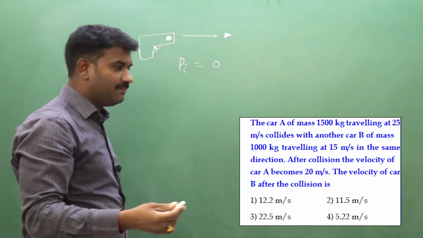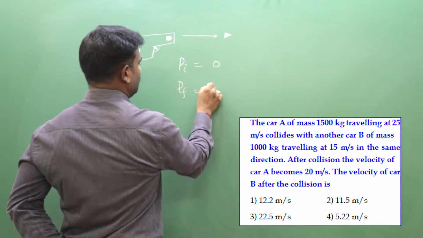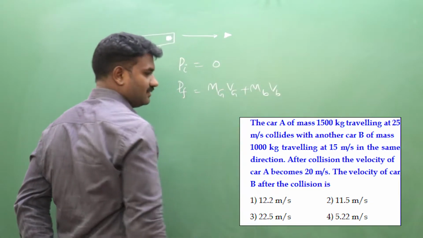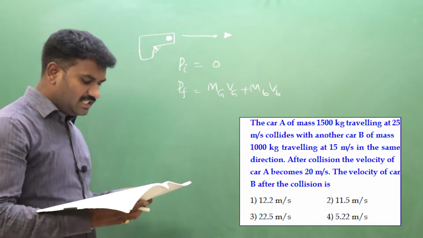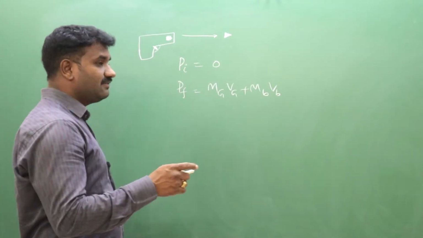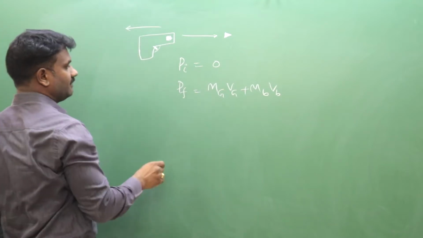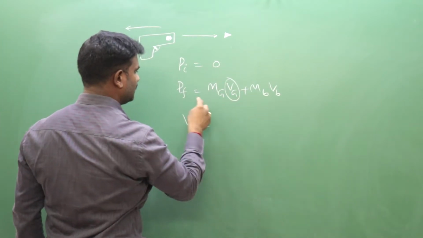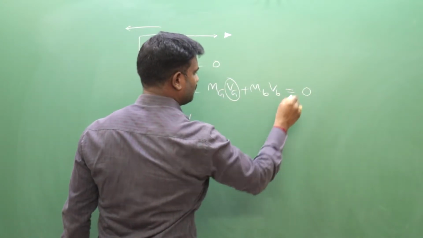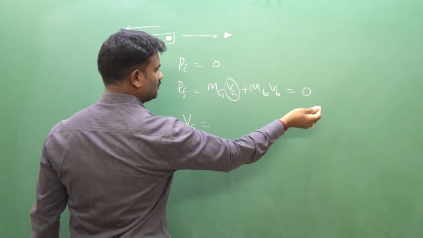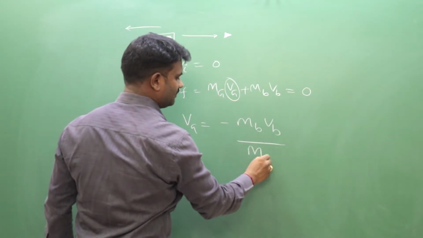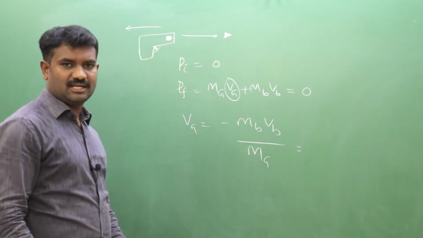And what about the final momentum? The final is equal to mass of gun into velocity of gun plus mass of bullet into velocity of bullet. In this problem, he is asking us to find the recoil of the gun, means the velocity with which the gun moves back. So Vg equal to how much? As Pi is equal to Pf, Pf must be equal to Pi, which is equal to 0. So Vg equal to, sending this towards the right, minus mb Vb by mg. So you can substitute the remaining terms.